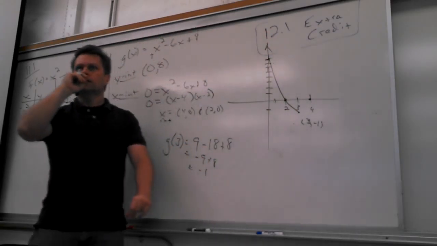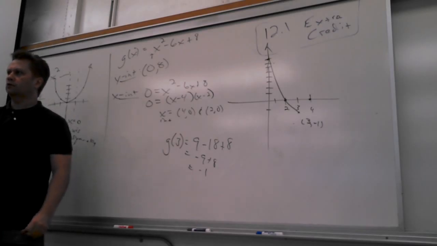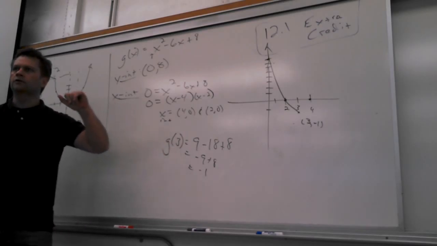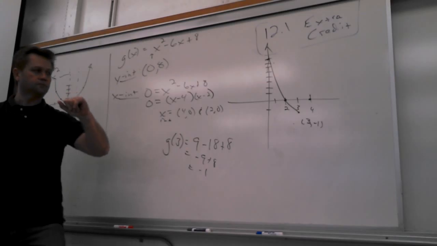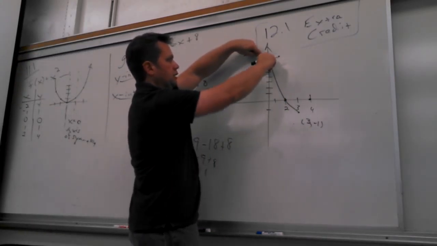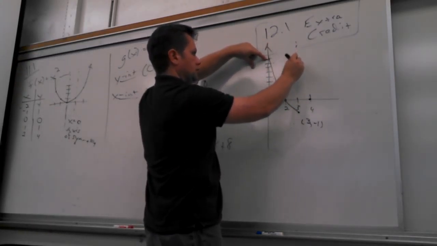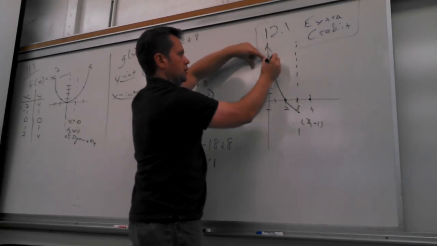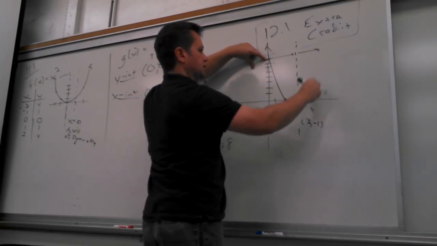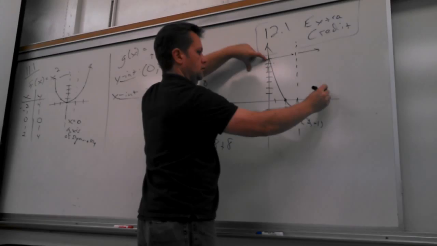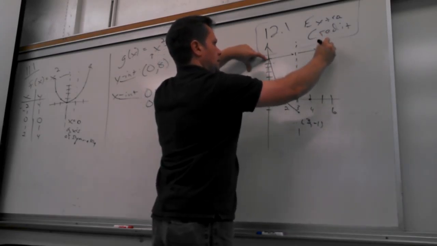Let me see if you guys get this. Can somebody come up with another point without doing any work like this? 6, 8. Yeah, and we know that it goes through 0, 8. Here's the axis of symmetry. Here's the mirror. So there has to be another point equally distant on the other side. So there has to be a point 6, 8.